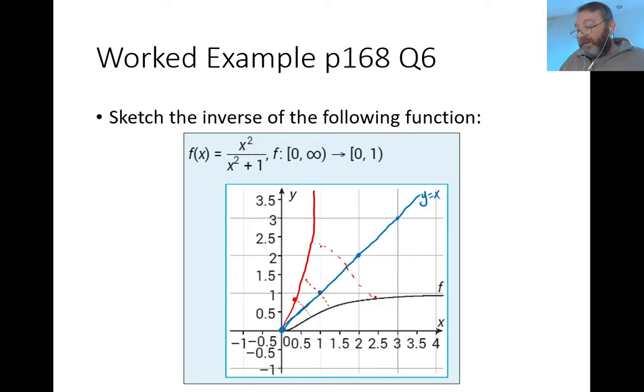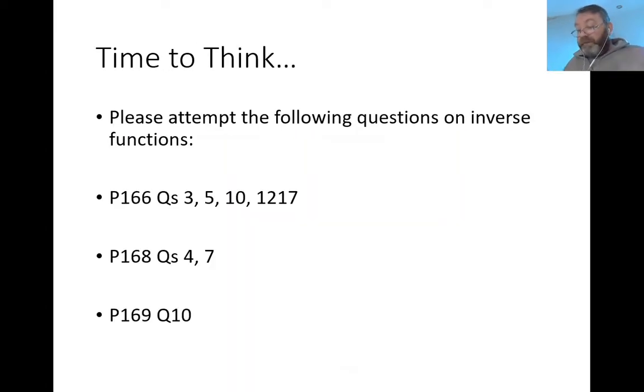So you're trying to get a mirror image of what the original graph was through the line y equals x. So therefore, if that's the original function f, and that's the line y equals x, well then this is f minus 1. It's the inverse graph. And that's it. Finished. So what I'm going to do is leave you these questions here to do.